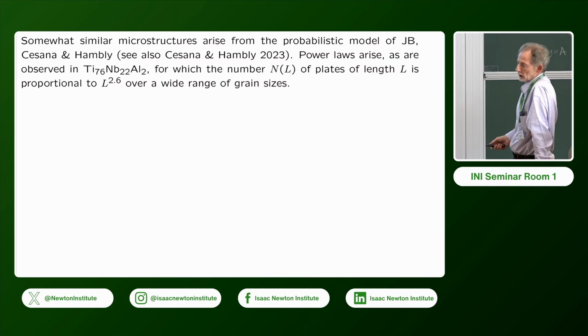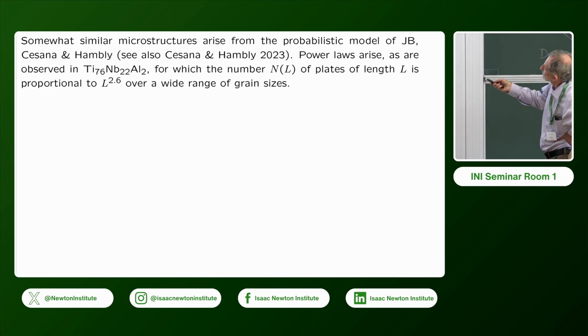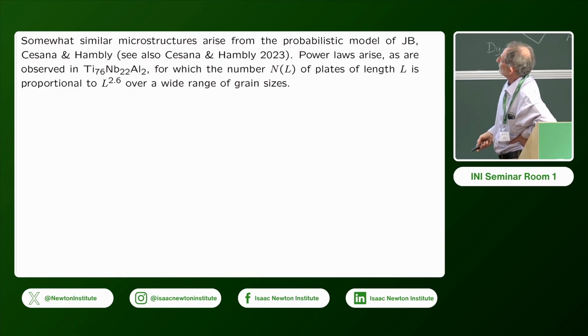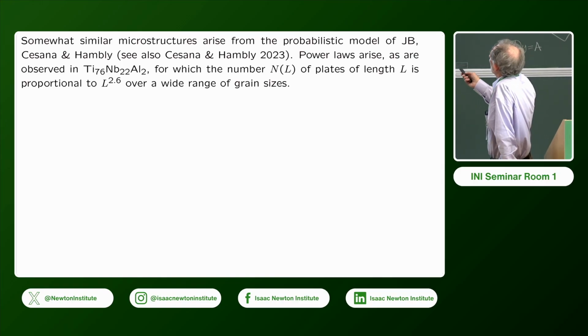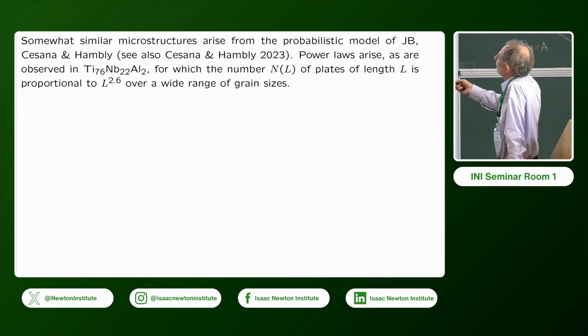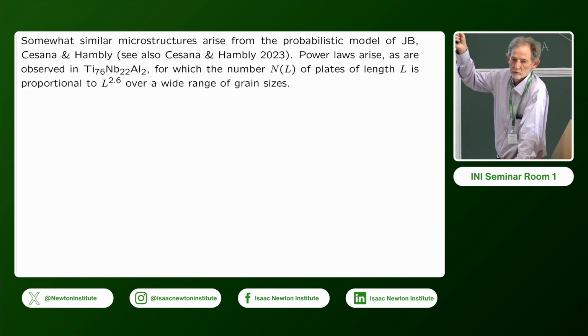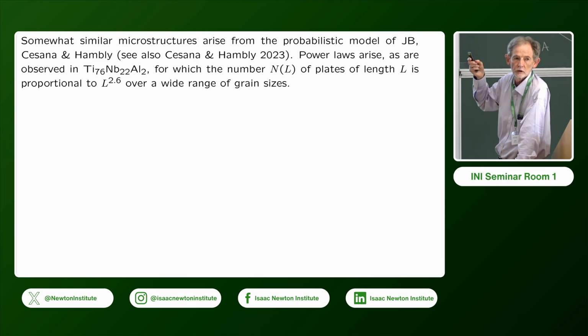Okay, finally, somewhat similar microstructures arise in a probabilistic model, which I developed with Pierluigi Cesana and a probabilist from Oxford, Ben Hambley. And power laws arise in that model. I'll explain what the model is in a second. As they do in this alloy. So you can look at the number of plates of length L, and you find that the number is proportional to L to the 2.6, and that works over a very wide range of grain sizes.